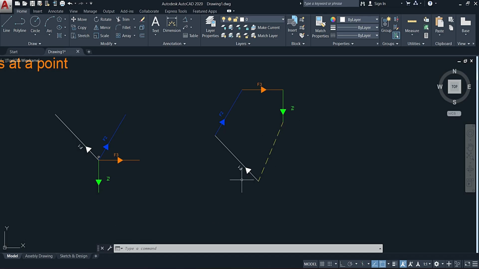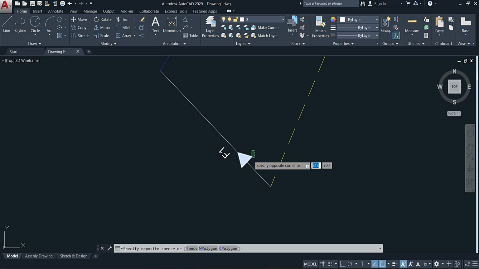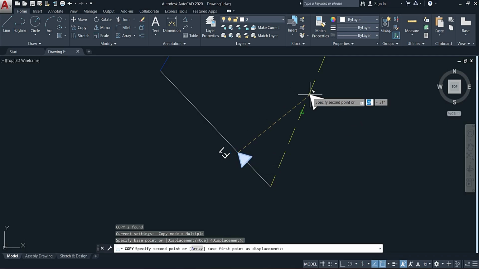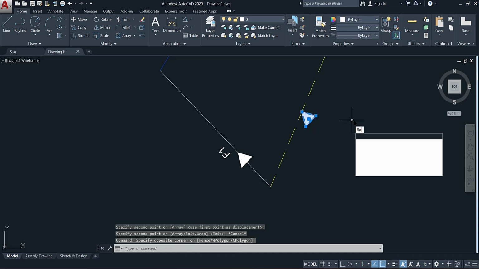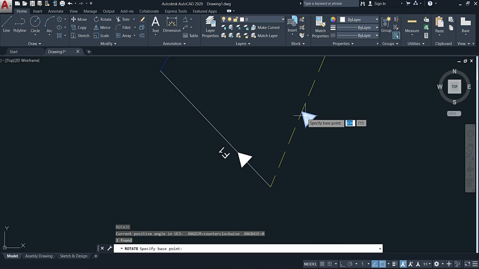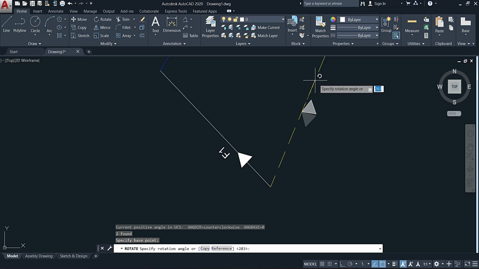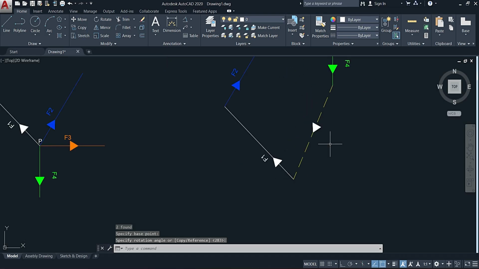Let me see if I can show you. CP, copy this here and place it somewhere in the middle here, and I'll rotate it for you so you can see. RO, my base point there, and yeah, I'll eyeball it. MA.